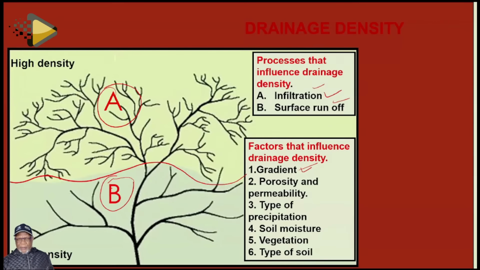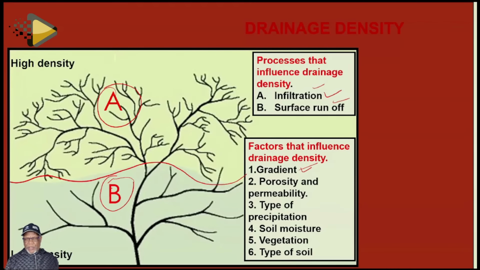Then we say type of precipitation. Now it means at A, there was heavy rainfall, which means that it rained quickly. There was not enough time for water to infiltrate. That is why we have high density. But at B, the rainfall was slow, soaking, more infiltration, and therefore less density, because there is more infiltration and less surface runoff.